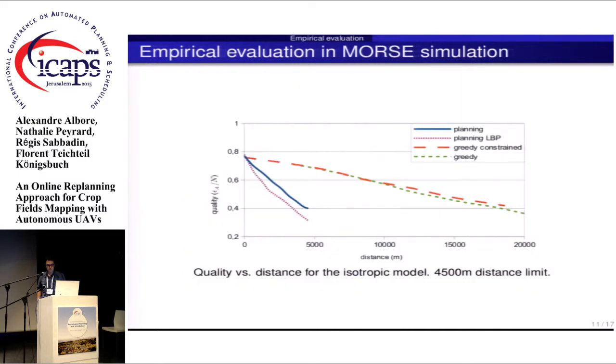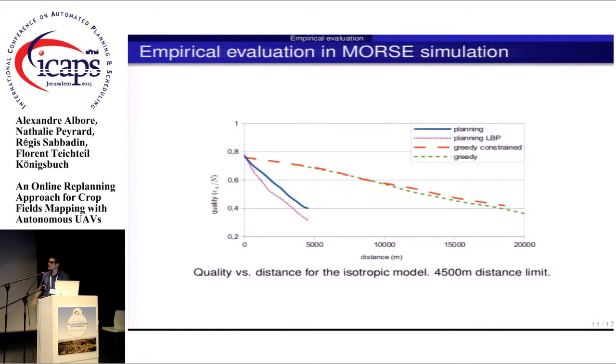And from the numerical point of view, we ran some tests on a simulated environment. Next time I will show you a little video about that. On the horizontal axis here, you have the flown distance. We put a hard limit of 4,500 meters for our planner. And you have the red and the green lines that represent the two versions of the greedy approach. And we see our planning-based approach, represented by the blue line, which corresponds to the data that are in the proceedings of ICAPS.